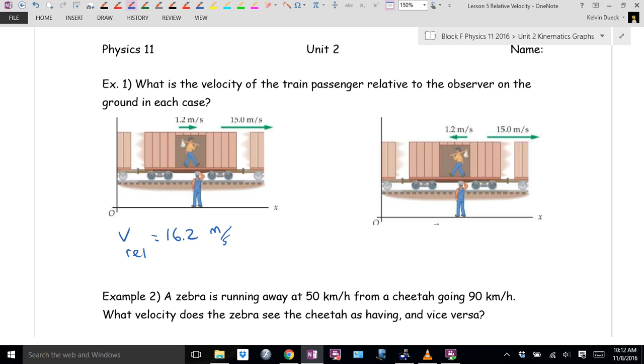What about this second situation where the train is moving to the right at 15 meters per second and the guy is walking to the left at 1.2 meters per second? What would the relative speed be? Yeah, 13.8.